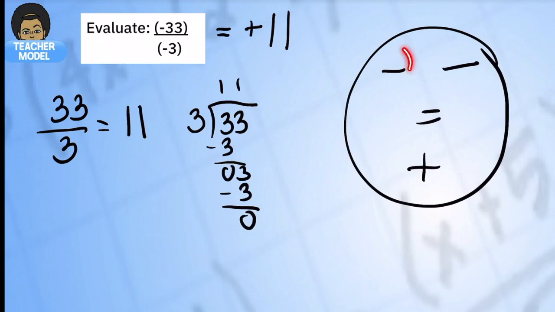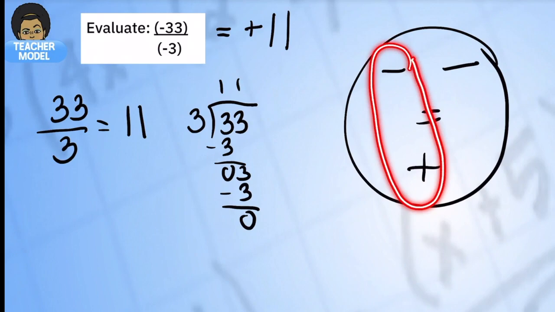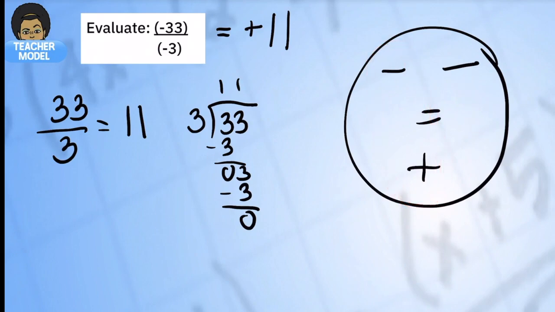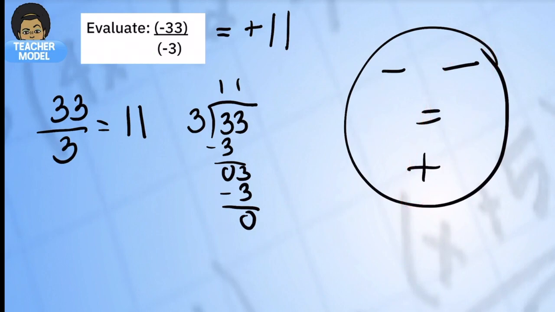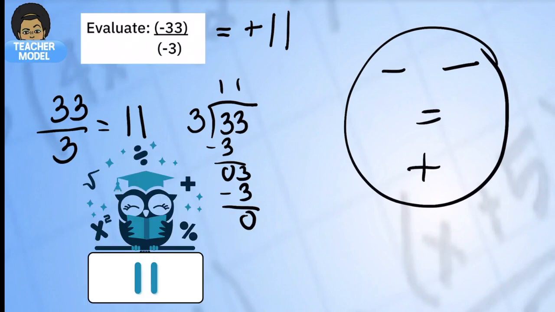If I have a negative number being divided by a positive, my quotient will be negative. If I have a positive number being divided by a negative, I'd have a negative quotient. And we don't need positive because we know a positive number divided by a positive is still going to be a positive. So hit pause.